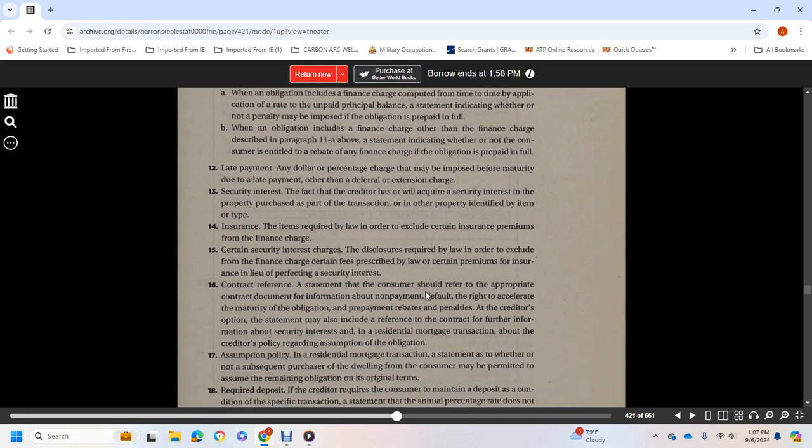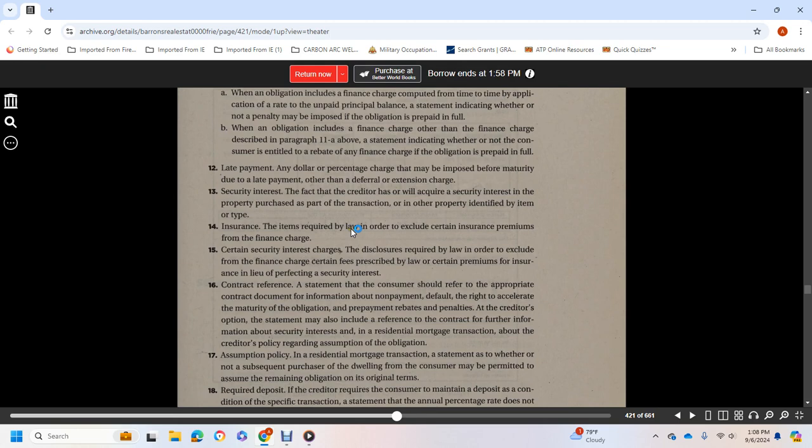12. Late payment: any dollar or percentage charge that may be imposed before maturity due to a late payment, other than a deferral or extension charge. Security interest: the fact that the creditor has or will acquire a security interest in the property purchased as part of the transaction, and the property identified by item or type.